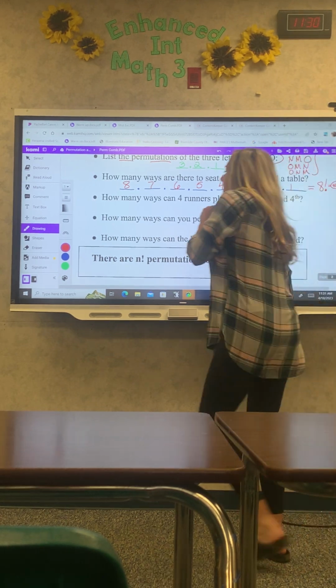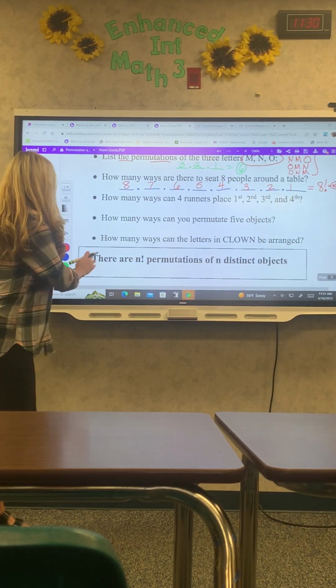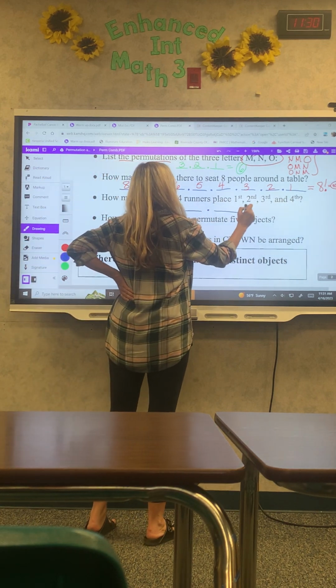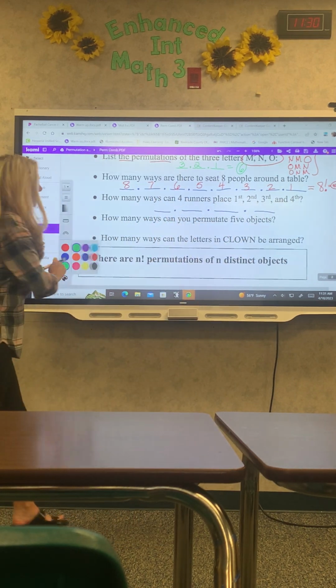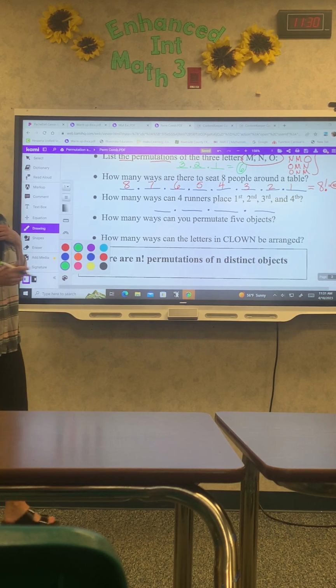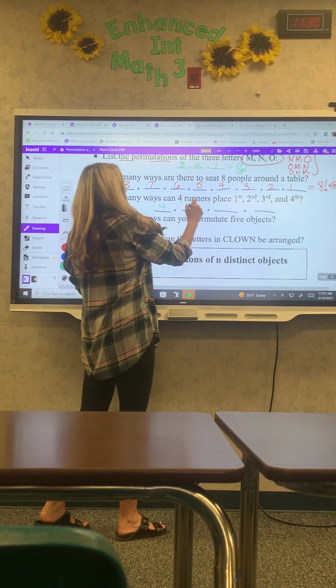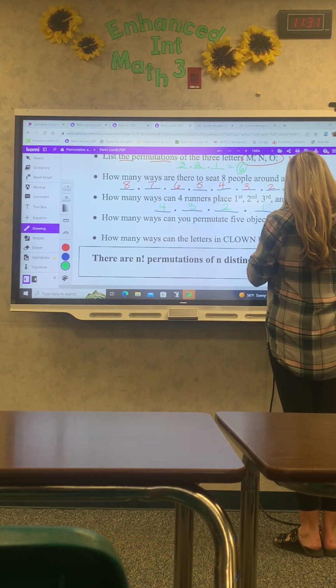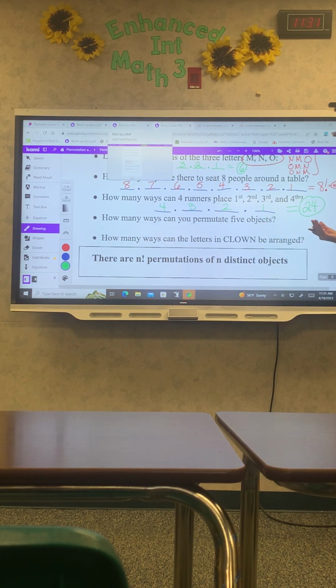All right, what do you guys think? 24 is correct. Guess why? Right, how many do you have to choose? How many runners for the first place? 4, 3, 2, 1. Which is 4 factorial, right? So it's 24.